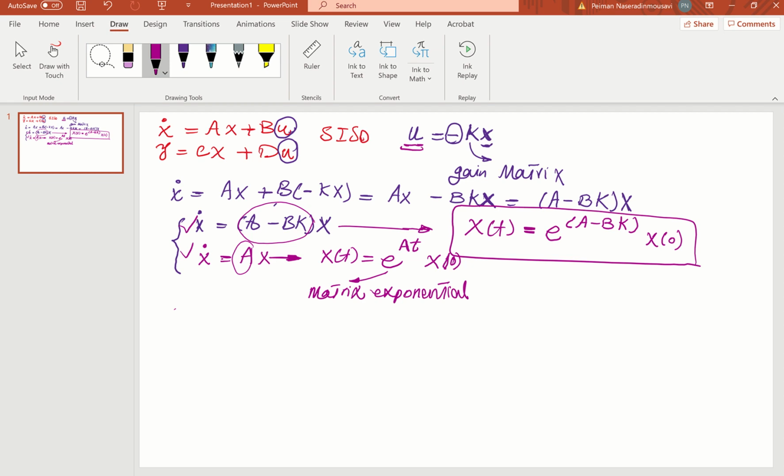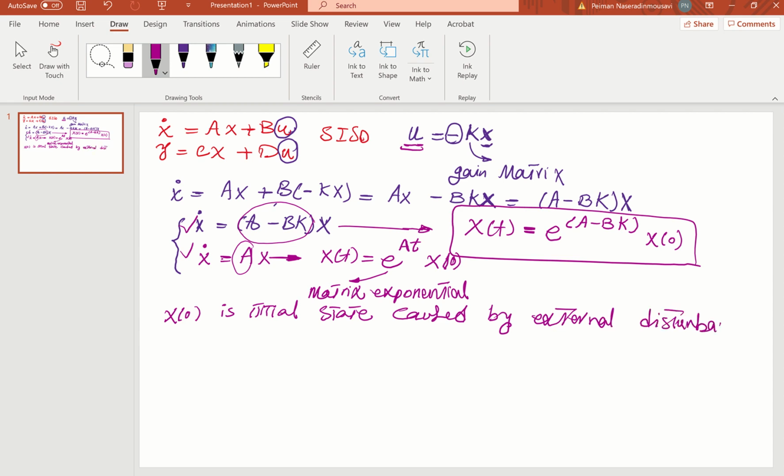And obviously x at time 0 is the initial state caused by external disturbances. What is that? It can be a disturbance.